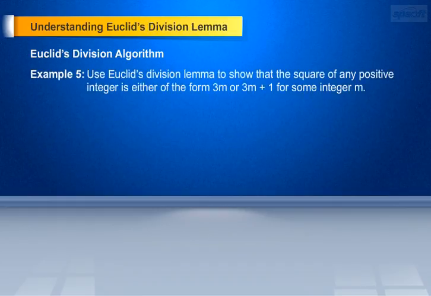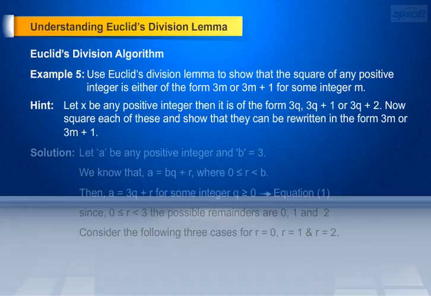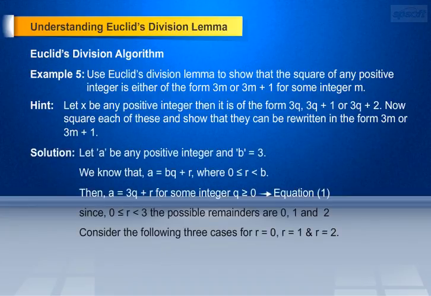Example 5. Use Euclid's division lemma to show that the square of any positive integer is either of the form 3m or 3m plus 1 for some integer m. Hint. Let x be any positive integer, then it is of the form 3q plus 1 or 3q plus 2. Now, square each of these, and show that they can be rewritten in the form 3m or 3m plus 1. Solution. Let a be any positive integer, and b equals 3, as 3m plus 1 is of the form bq plus r, by Euclid's lemma.